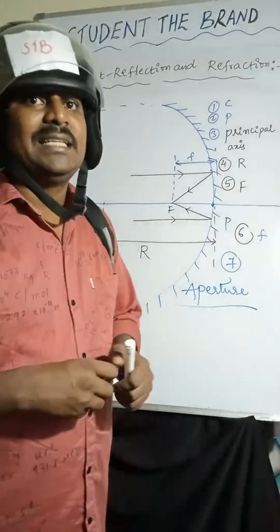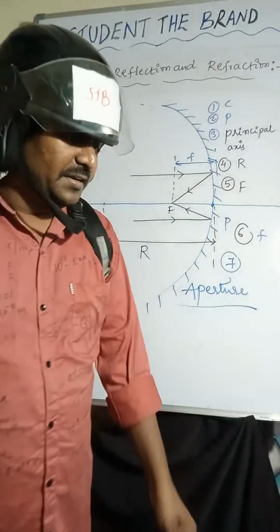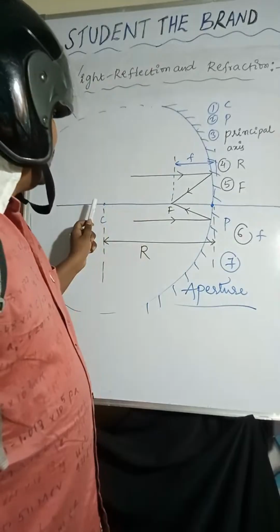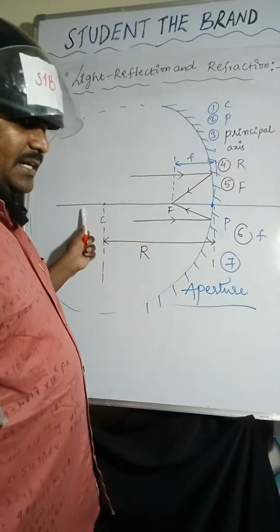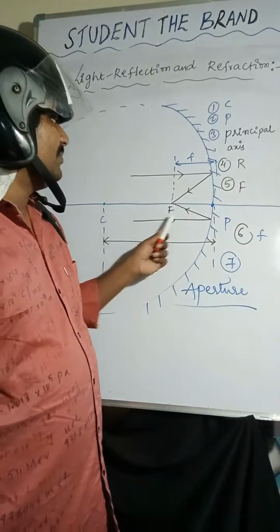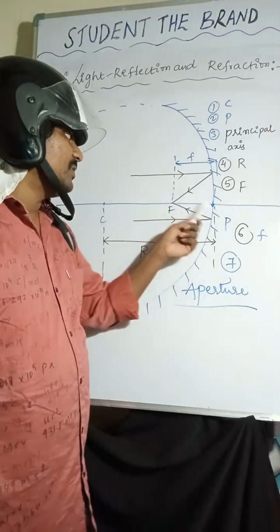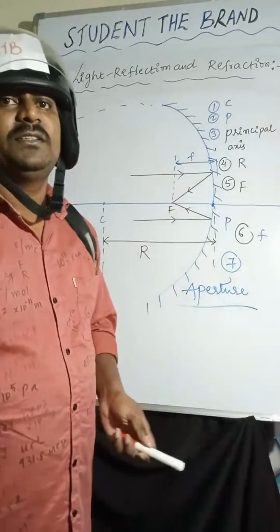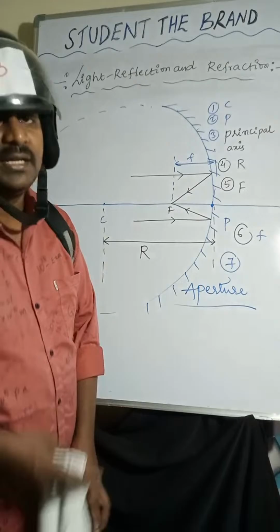Once again, center of the imaginary sphere in which the mirror is a part. The midpoint of the mirror is called pole. The line joining the center of curvature and pole is called principal axis. The distance between center of curvature and pole is called radius of curvature. After reflection, all light rays will meet at one point on the principal axis called focus. The distance between focus and pole is called focal length. The width of the mirror is called aperture. I hope it is very clear. Right? Next.